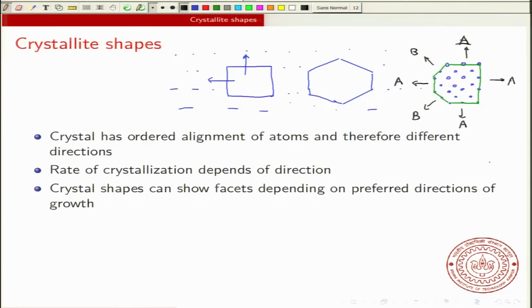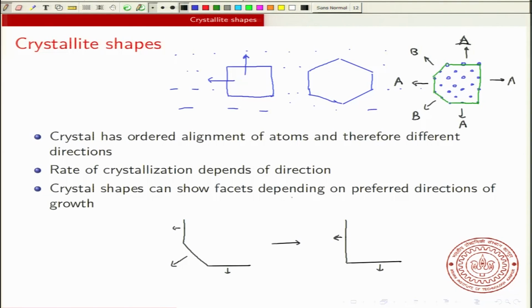B will completely disappear. In other words, if you have something like this, it is growing fast along this direction and slowly along these 2 directions, then eventually it will go to something like this, and it will just grow along this direction. So, in other words, the crystal will end up with a certain symmetry. The final shape of the crystal that you get, or the crystallite, depends on which directions the growth is fast and which direction the growth is slow.